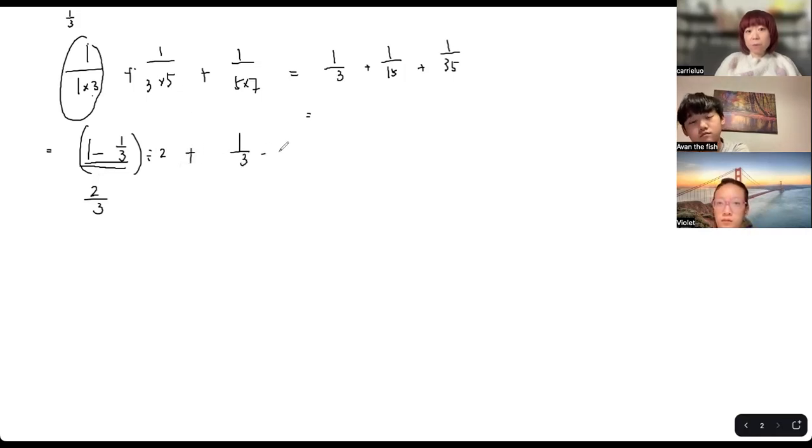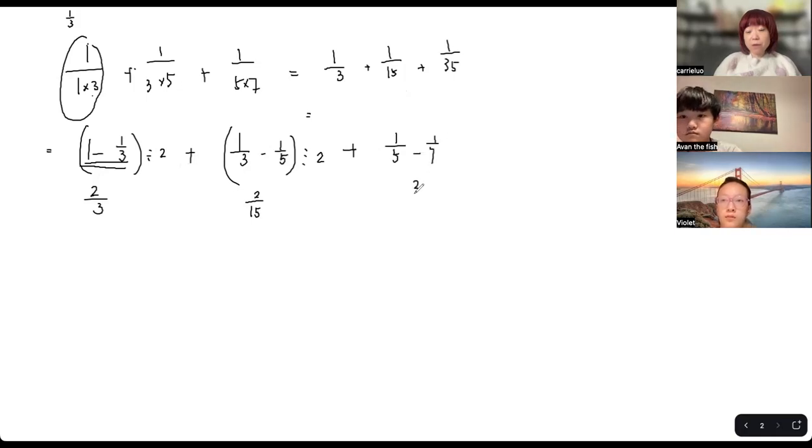So 1 over 3 minus 1 over 5 equals what? Equals 2 over 15, right? But the original data is 1 over 15. So how are we going to do it? Divided by 2. Correct? Okay, so the next one is 1 over 5 minus 1 over 7.